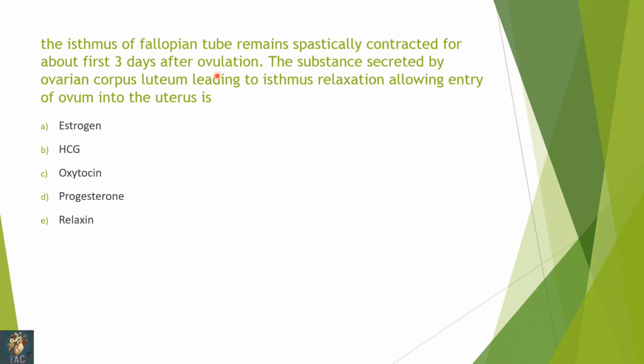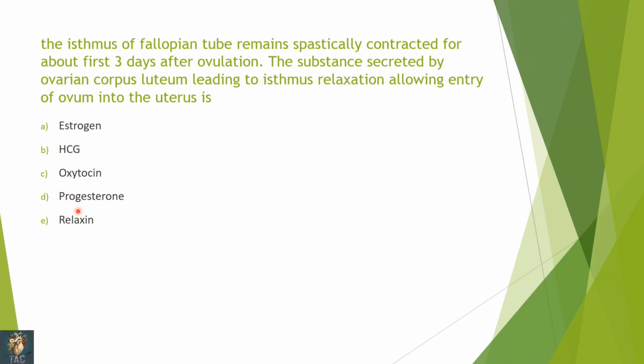It means that it is the secretory phase, in which usually the ovum is present in the ampullary part of the fallopian tube where fertilization takes place. Estrogen does not cause the spastic contraction. HCG is not related to this. Oxytocin has nothing to do over here. Progesterone is very important over here.